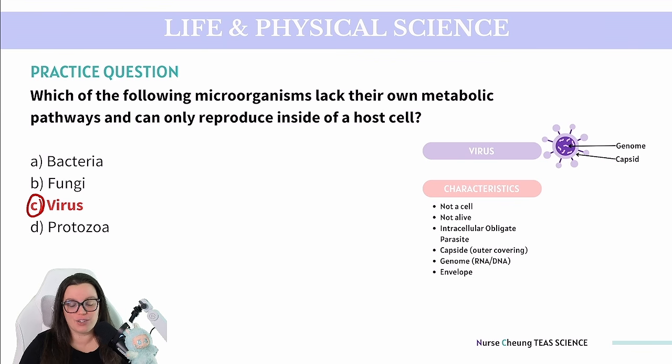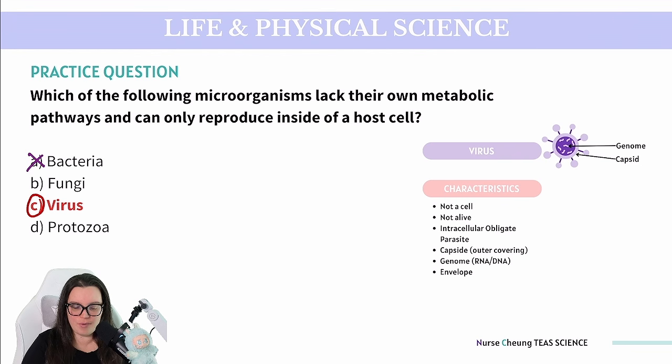Looking at our other answer options, we have A, bacteria. Bacteria is its own independent microorganism. They have their own metabolic pathways. They can reproduce on their own without the need of infecting your host cells. So that's why we need things like antibiotics to combat a lot of these bacterial infections, because they are able to do a lot of damage on their own.